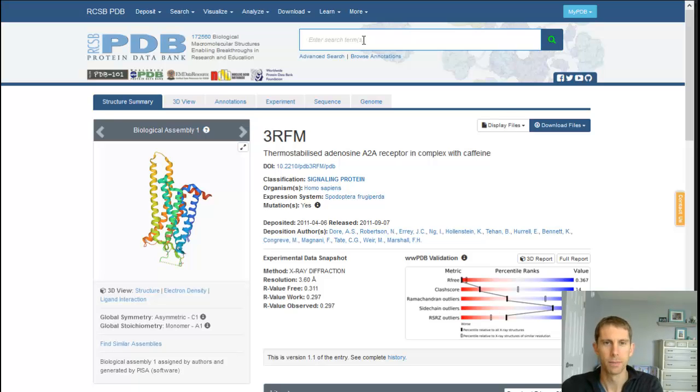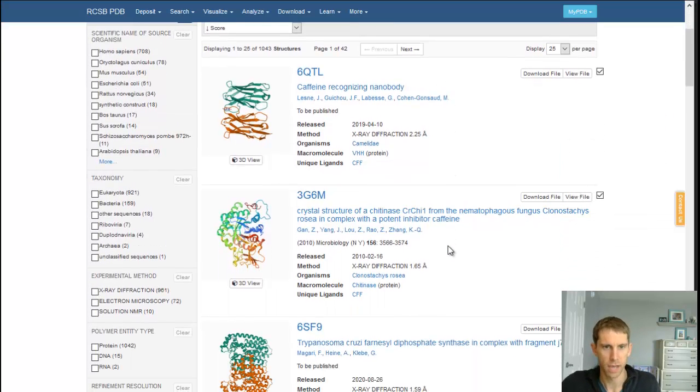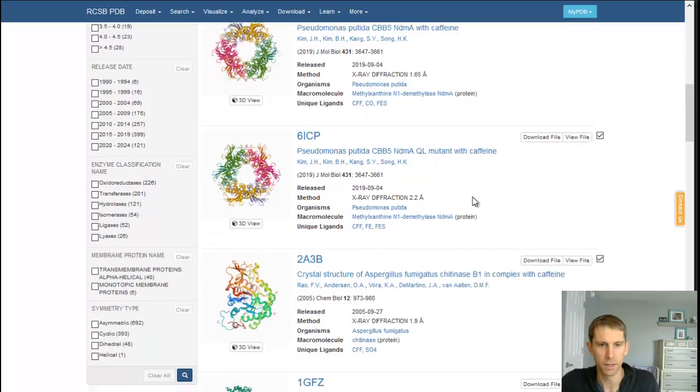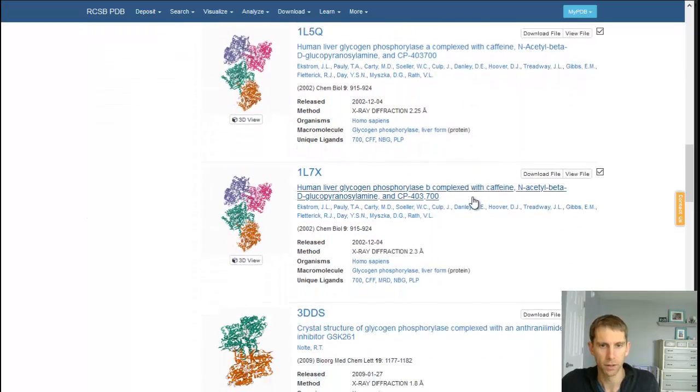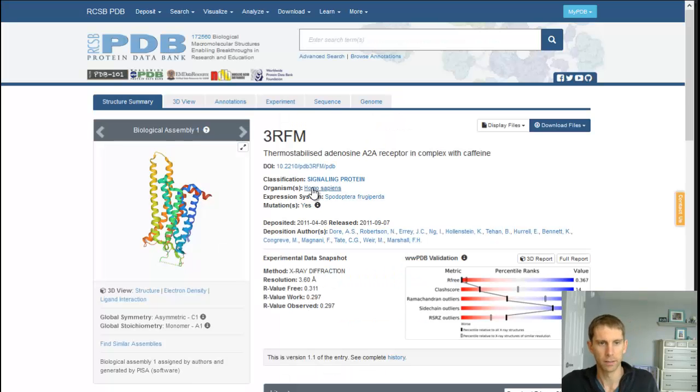Now, if we were to search for something like caffeine, we could eventually find that, but caffeine actually interacts with a lot of different protein structures. So these are the search results if I search caffeine. All of these different proteins can potentially interact with caffeine. So we'd have to take a little while to scroll down and find the one that we're looking for, which is this one. So that works. I'll go ahead and select it.